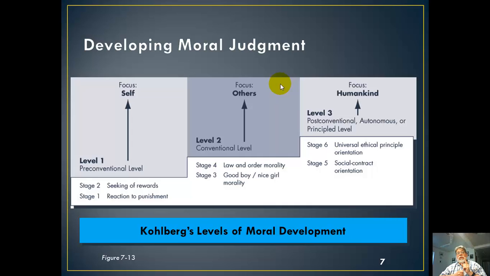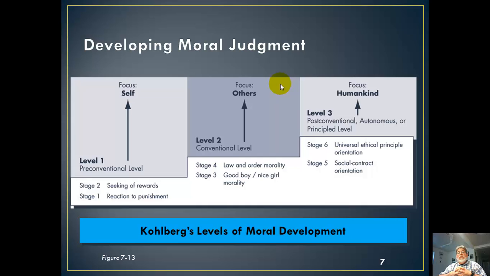Then we work to the conventional level, where our focus is on others. With people, this starts happening as individuals develop moral judgment. This is where we probably are starting at 8 or 9 years old and moving up to early teenage. You would talk about law and order morality, what's right, what's wrong, black and white. And you would talk about good boy, nice girl morality, and it's pretty concrete. There are no shades of gray, and maybe that's a pun I shouldn't be using as far as morality is concerned. But we're looking at very basic, this is right, that is wrong.